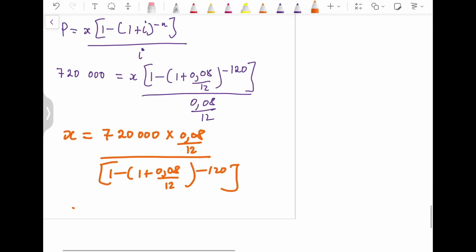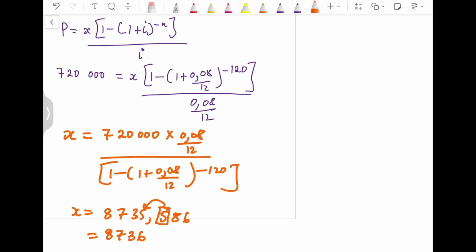And then our X here will be, okay, let's see, we are going to get 8735.586. Now to the nearest rand, this number is bigger than 4, so this number will change. So it will be 8736. So that is your X. We are done with the first question. Let's check question number 2.